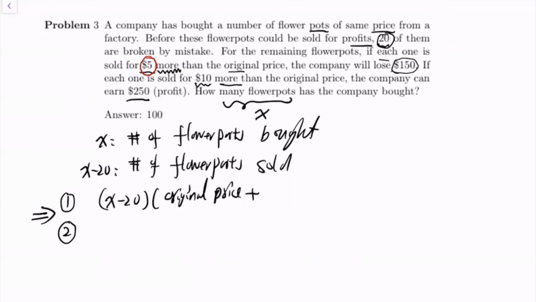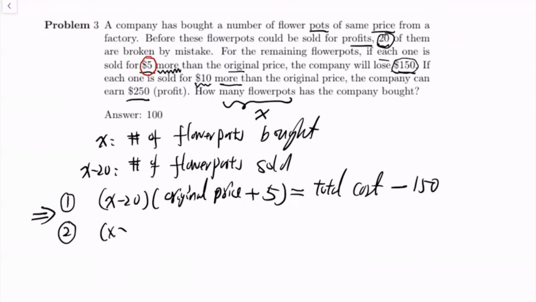Original price plus this $5. If that's the case, right? It lost 150. So that means it will be the total cost to bought minus this 150. So it's less than 150 of the total cost. So that's okay. That's why you lost money.